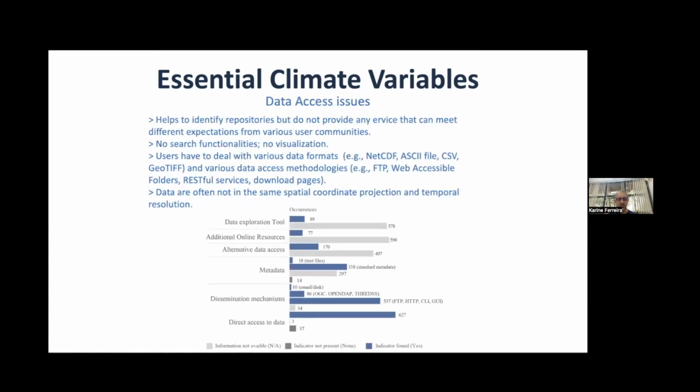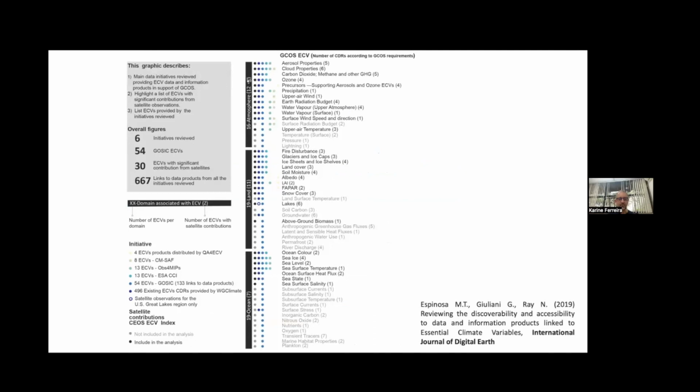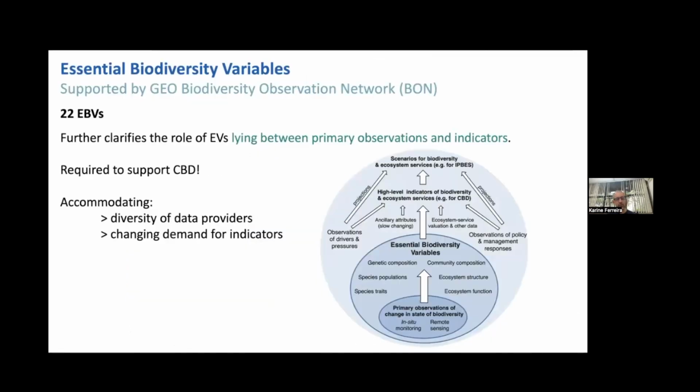So we identified, through the publication at the end, many issues. There are plenty of data repositories that exist, but there are no basic search functionalities or visualization. There are many different data formats, such as NetCDF, but also ASCII files, CSV, GeoTIFFs, and so on. The access methodologies are also really varied, ranging from FTP to RESTful services. And obviously the spatial projections and coordinate systems are different, and the spatial and temporal resolutions are different. So these are many issues that we need to make operational. So that's for the ECV side.